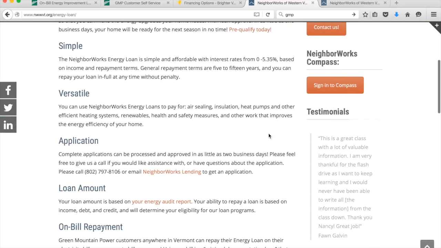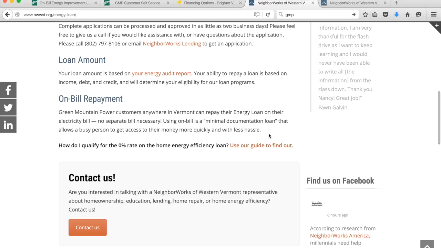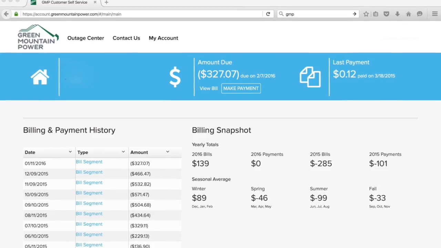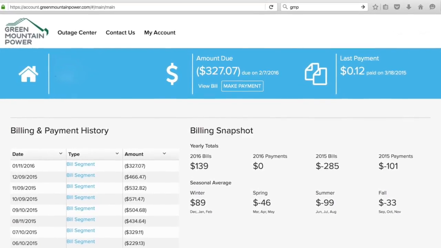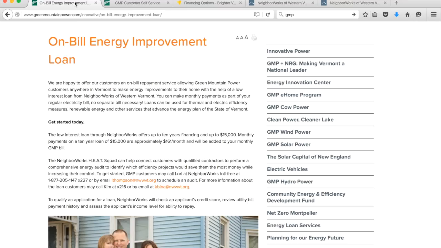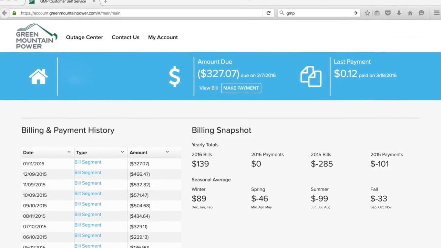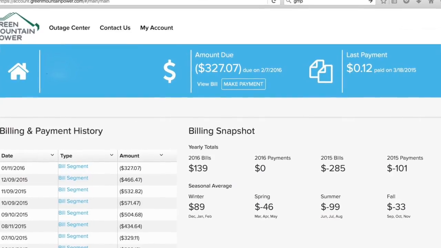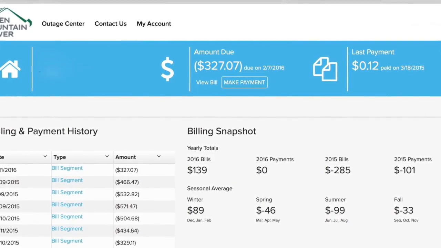So I checked this out, and one of the things that struck a bell with me was the fact that they offer on-bill repayment with our power company, which is Green Mountain Power. And if you remember, with Green Mountain Power, I have a $327 credit. So we've overproduced and I have extra money. So I went back to GMP and looked to see if I could find information, and of course, I found the same information about NeighborWorks on GMP. So what this means is we can use our extra solar credits to essentially pay for the monthly payments of a heat pump.